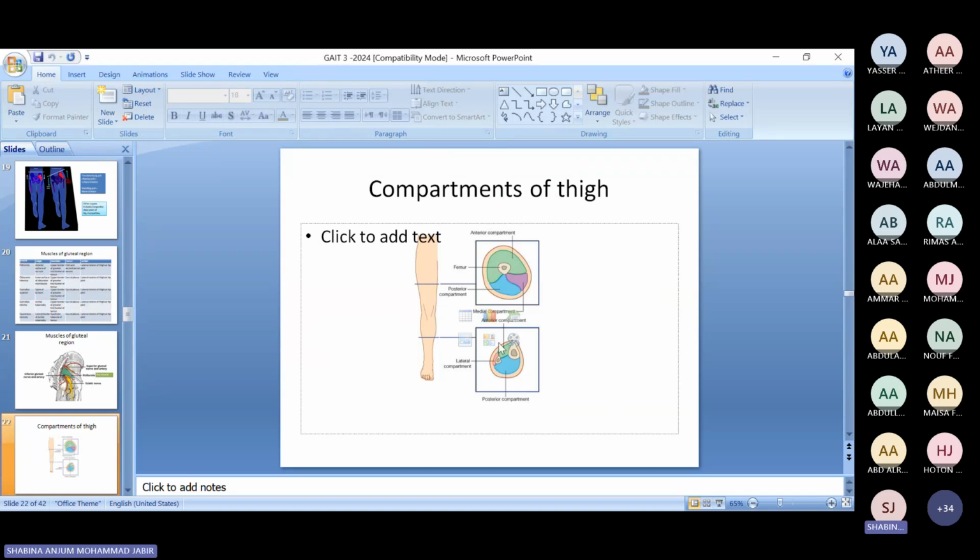So now we have the compartments of the thigh. How is the thigh divided? The thigh is divided into three compartments. Very easy, because they have the common nerve supply, mostly common action. So we have the anterior compartment, the posterior compartment, and the medial compartment.